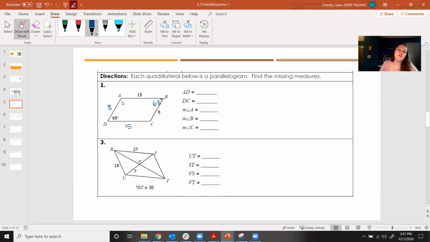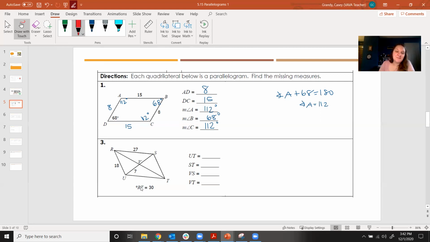And we know that in a parallelogram, consecutive angles are supplementary. So angle A and 68 have to sum to 180. So if I take 180 minus 68, I get 112. So angle A is 112. A and C are opposite each other. They have to be congruent. And now I can fill in everything I need here. AD is 8. DC is 15. Angle A is 112 degrees. Angle B is 68 degrees, and angle C is 112 degrees.